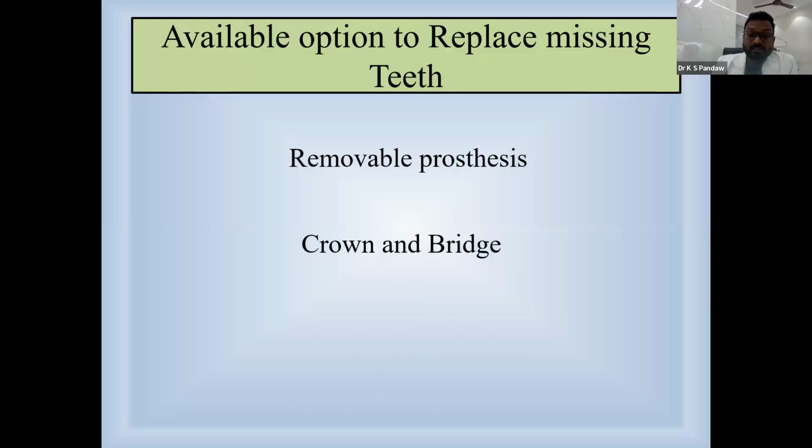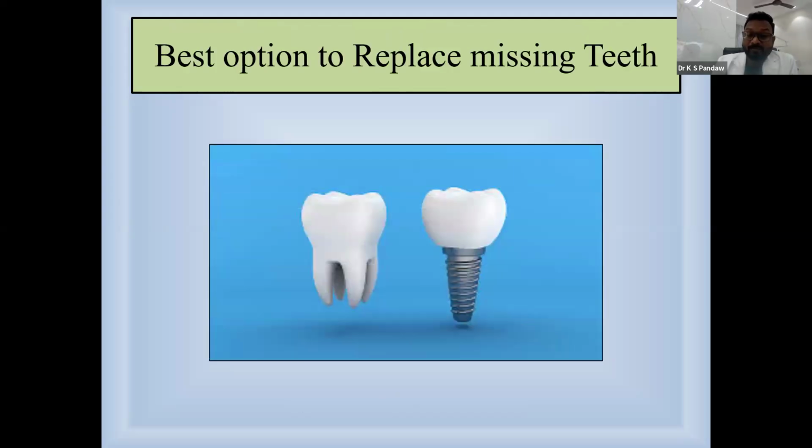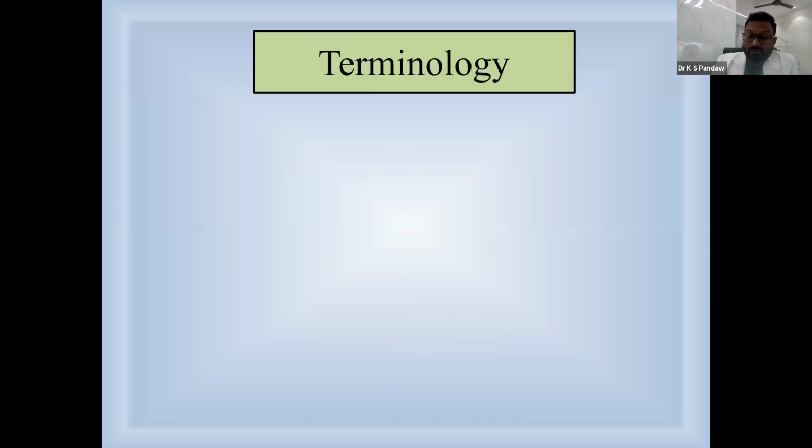Since many years we have been searching for options for replacing missing teeth. The options we know are removable prosthesis, crown and bridge, and dental implants. And we all know that the best option to replace missing teeth is dental implants. So we'll start from the very basics.